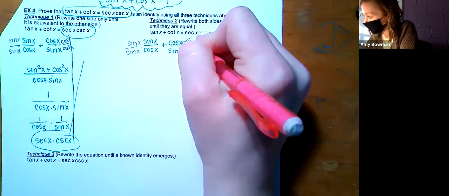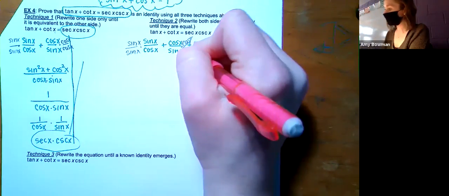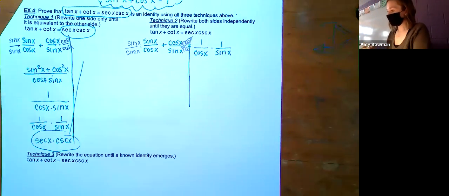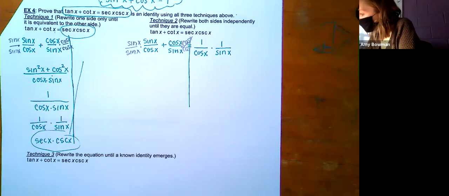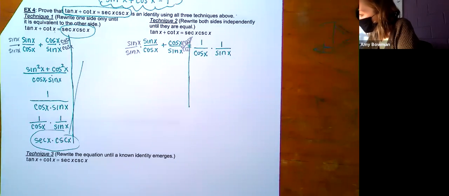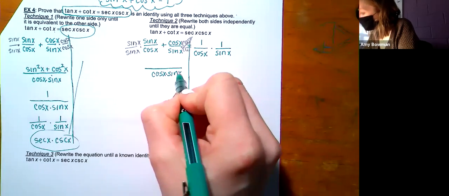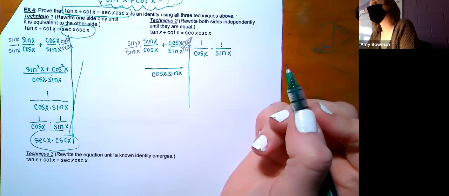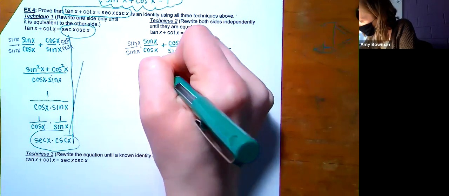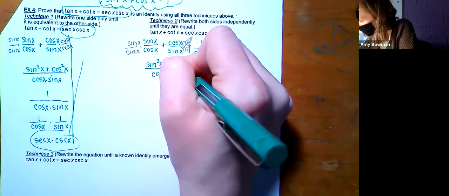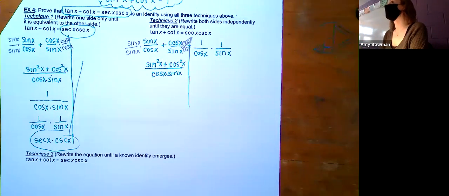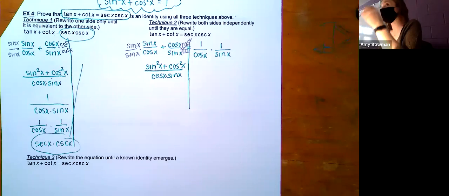And my second one by cosine over cosine. And that results in a single fraction with the denominator cosine of x, sine of x. Our numerator, again, sine of x times sine of x is sine squared plus cosine squared. On the right-hand side, anything I can do to the right-hand side to simplify?